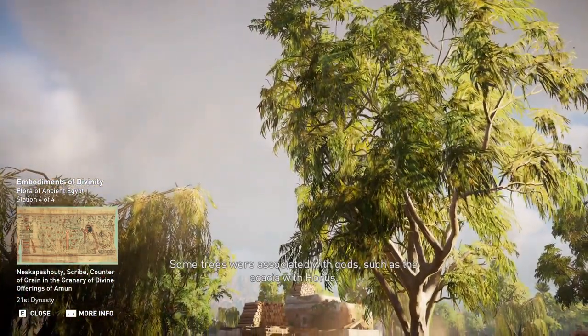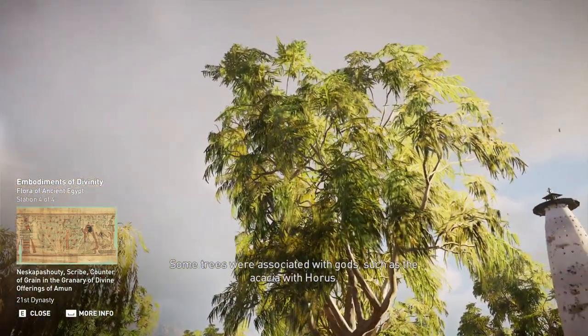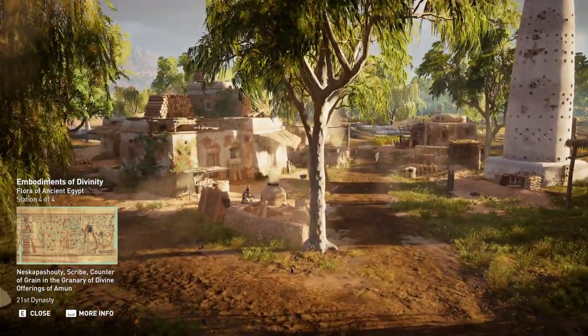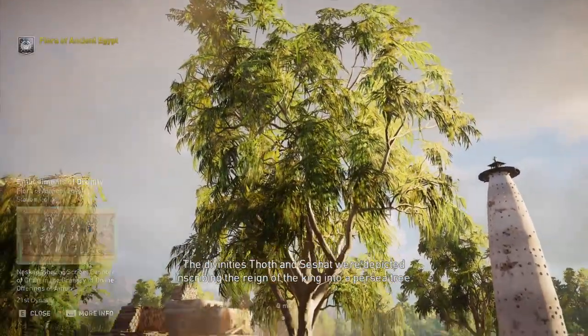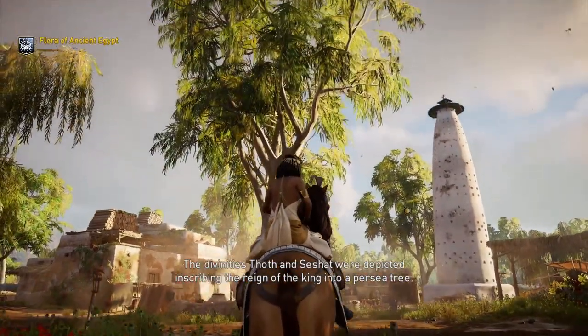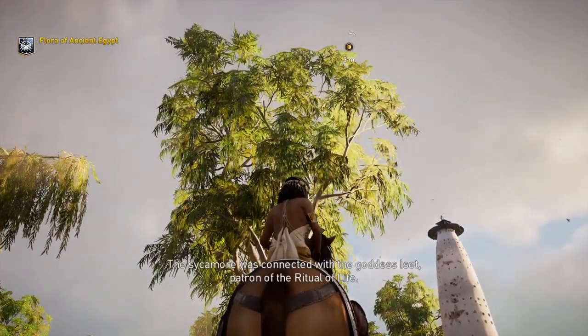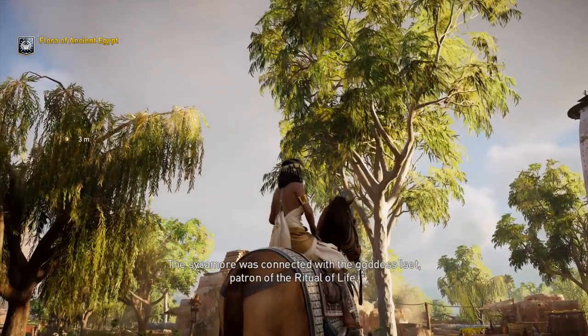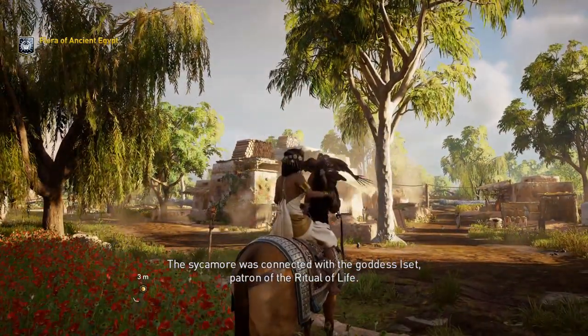Some trees were associated with gods, such as the acacia with Horus. The divinities Thoth and Seshat were depicted inscribing the reign of the king into a persea tree. The sycamore was connected with the goddess Iset, patron of the ritual of life.